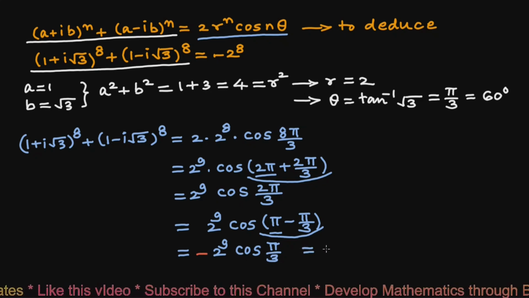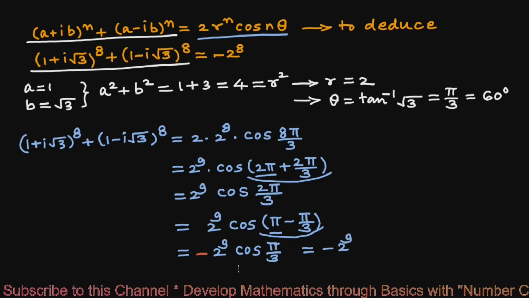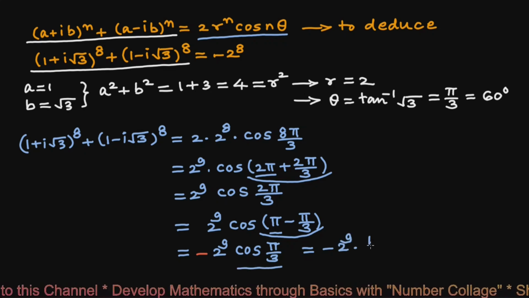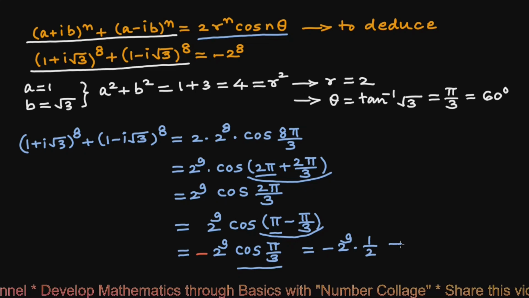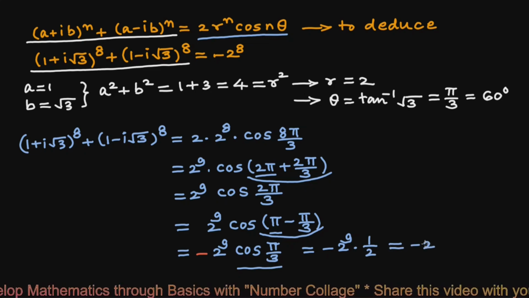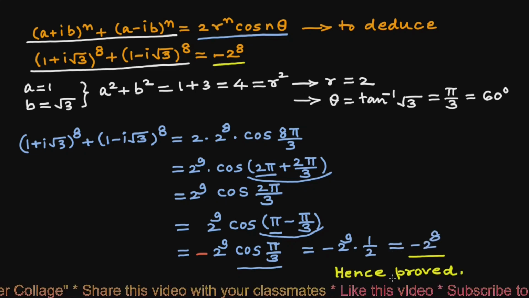This will be minus 2 raised to 9 and cos pi by 3 is 1/2, so that gives minus 2 raised to 8. Hence proved.